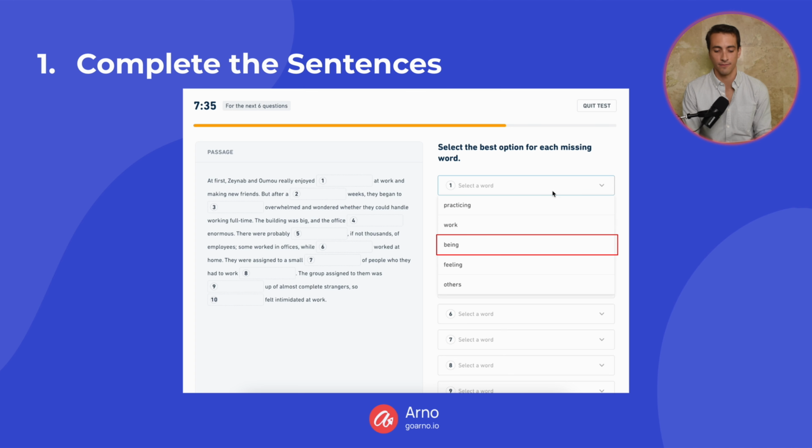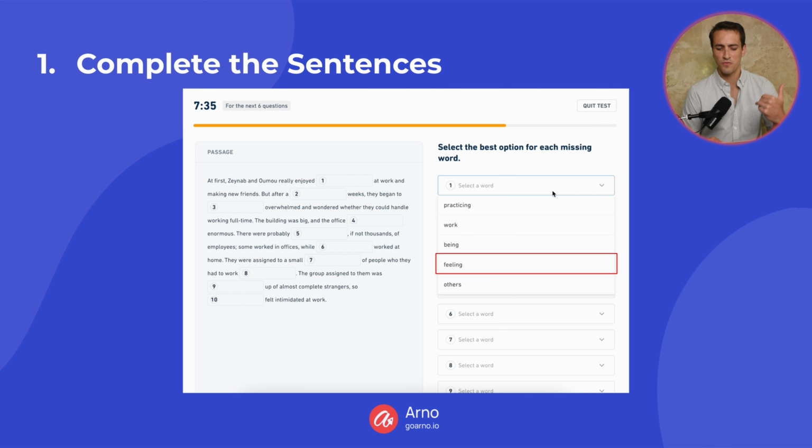So let's keep going. What about feeling? At first, Zainab and Omu really enjoyed feeling at work and making new friends. Okay, it's grammatically correct, but does it make sense in the passage? Not really. They really enjoyed feeling at work. We feel emotions, but there's no emotion here. So I don't think that that's a very plausible answer.